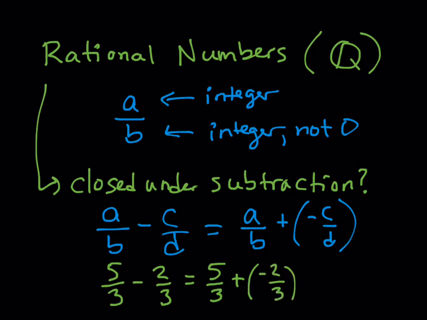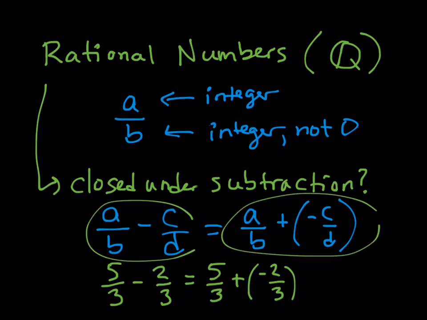Right, so we always can do that. That's the idea behind subtraction. It's really just adding a negative number. So since that's the case, subtraction is really no different than addition here. So that is going to give rational numbers as answers as well. So the rational numbers are closed under subtraction.